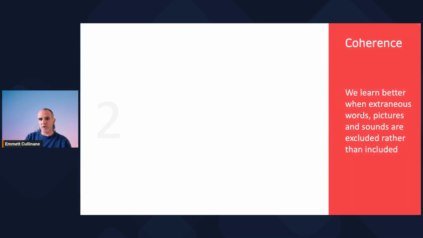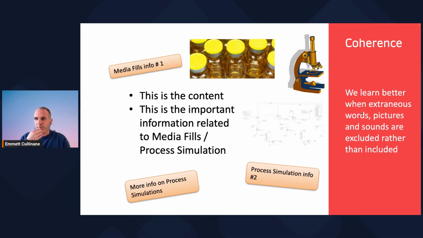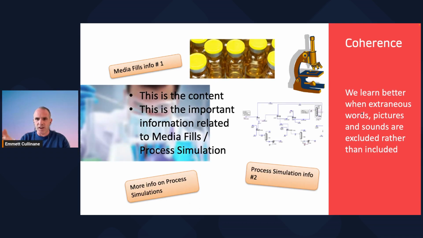Number two, coherence. And just to point out, I'll go through the principles and then we can take a Q&A at the end. So coherence, we learn better when extraneous words, pictures, and sounds are excluded rather than included. So here's just some stuff we see from pharmaceuticals. Right. So a lot of this here is design fluff. It's stuff that maybe I saw this type of thing and I liked how this looked and I wanted to put this picture in, and I have a random picture of a microscope here, and then I threw in a schematic because someone told me that the schematic was really important. But what's actually happening here is that you, the learner, are trying to figure out what's the important stuff here.